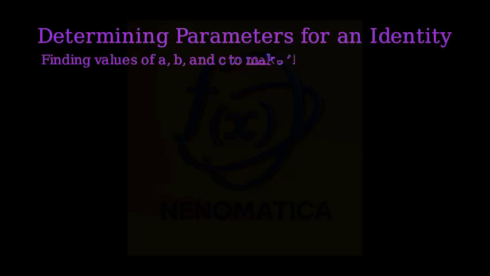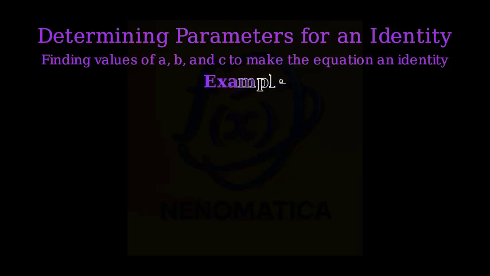Welcome to this mathematical problem-solving video. Today, we'll determine the values of a, b, and c so that the given equation is an identity. Let's start by looking at our problem. We need to find values of a and b such that the following equation is an identity.